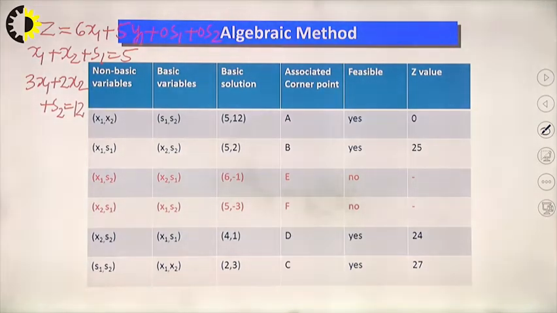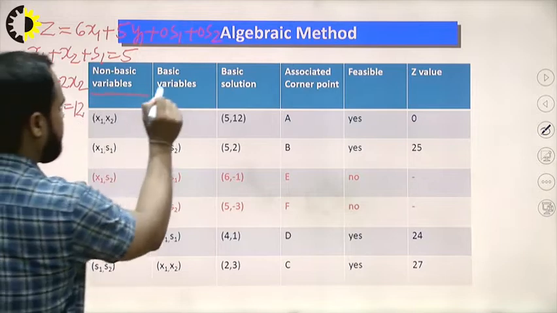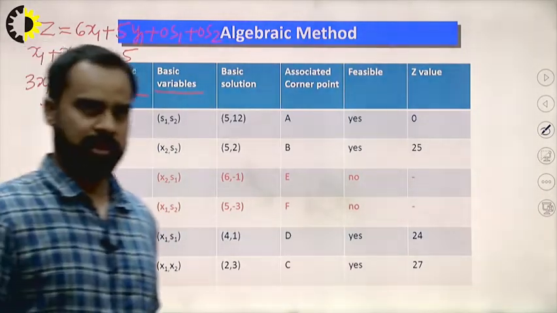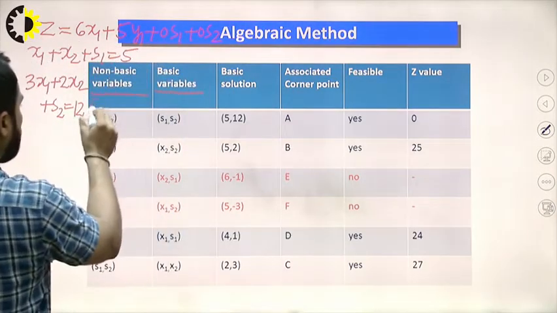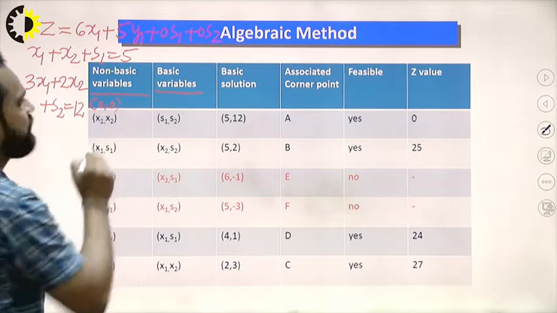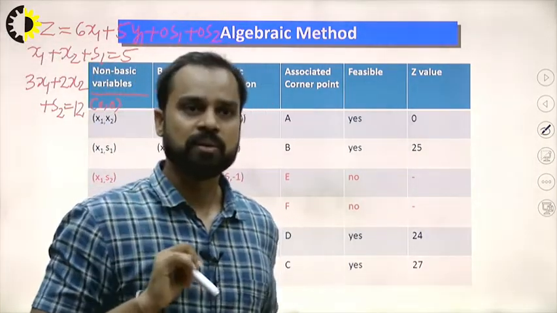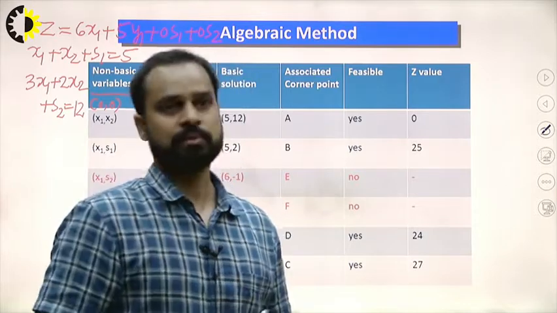Now this column is representing non-basic variables, and this column is representing basic variables. Other than non-basic is known as basic variable. What is the meaning of non-basic variable? We will put every time 0, 0. We have taken an arbitrary value 0. Why are we taking arbitrary value 0? So that we are able to find a finite number of solutions.